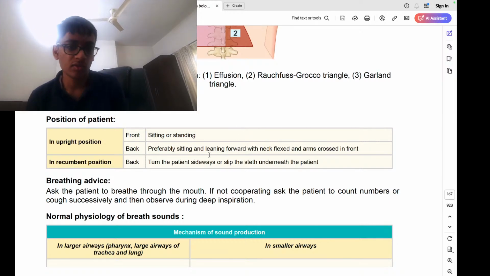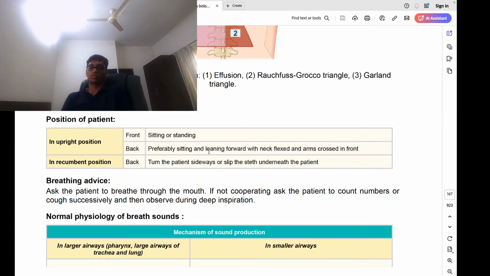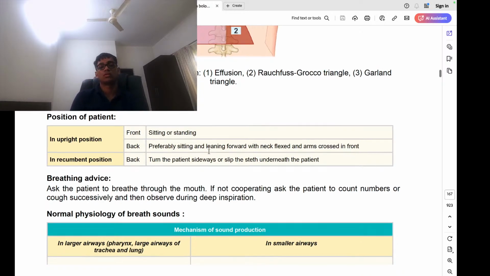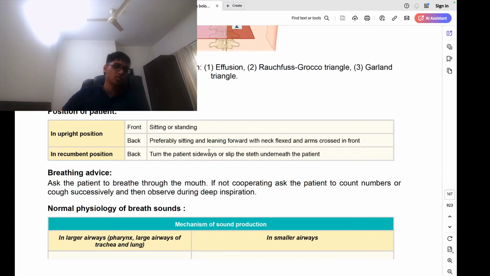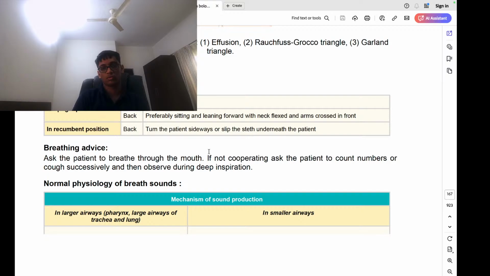Sitting or standing, preferably sitting and leaning forward with neck flexed and arms crossed in front. Recommended position: turn the patient sideways or slip the stiff under the patient. Breathing advice: ask the patient to breathe through the mouth; if not cooperating, ask them to count numbers or cough successively and then observe during deep inspiration.